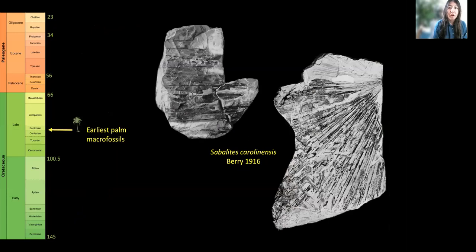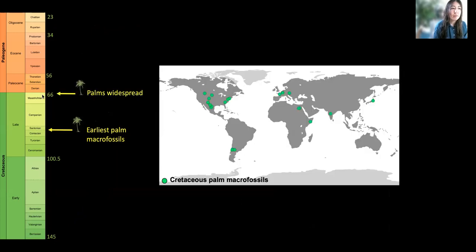So the earliest unequivocal evidence of palms in the fossil record are leaf compressions that start to show up around the Coniacean of the late Cretaceous. This is around 90 million years ago. Now, by the end of the Cretaceous, about 66 million years ago, palms are already widespread. Macrofossils are known from Cretaceous localities around the world, some of which are shown in this map here.